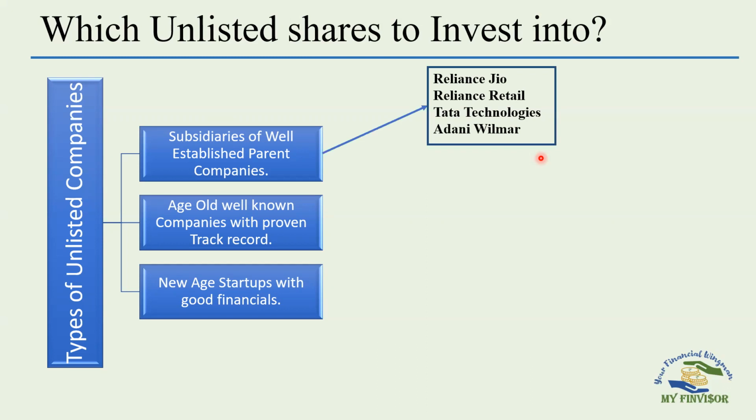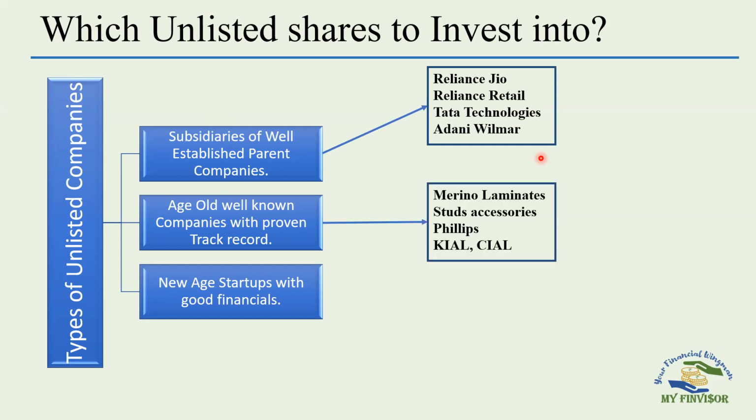So just quoting some examples of subsidiaries of an established parent company. Reliance is a parent company. Reliance Jio, Reliance Retail, these are available in the unlisted market. And then Tata Technologies is one of the gems of the Tata Group, which is more into electric vehicles and all this stuff. And then Adani Wilmar, okay, is a well-known subsidiary of the Adani Group.